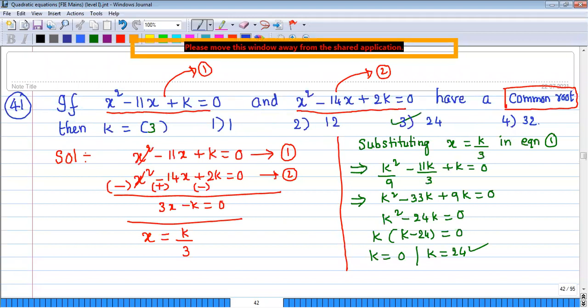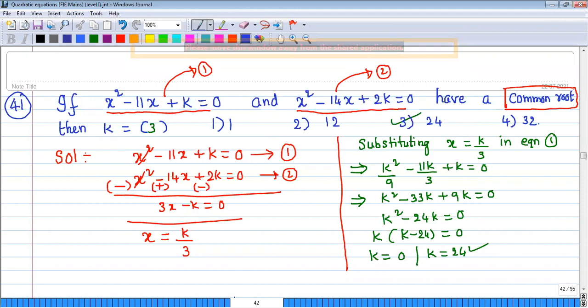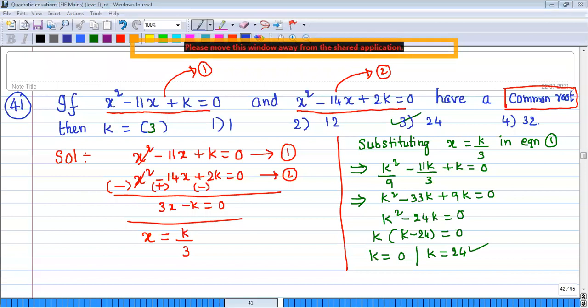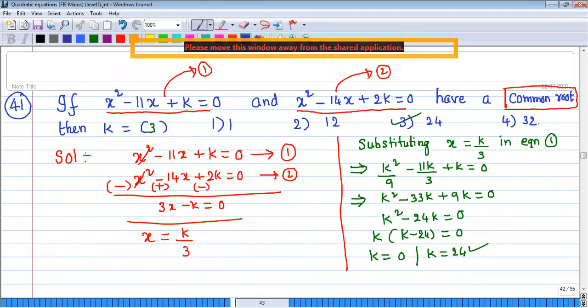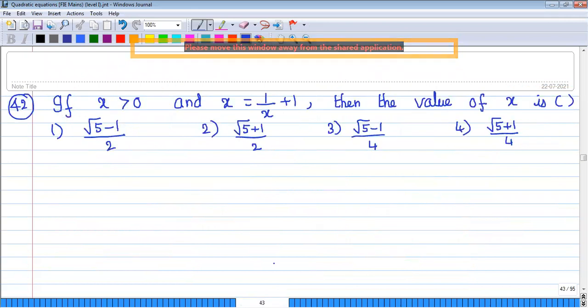Option 2, sir. Option 2. Would you like to share any additional information regarding root 5 plus 1 by 2? No, I think that is a golden ratio. Right.